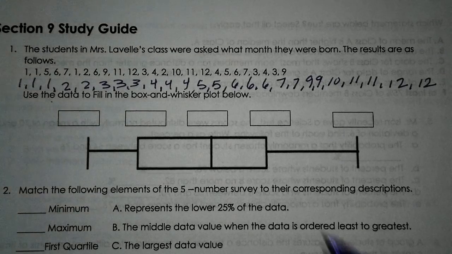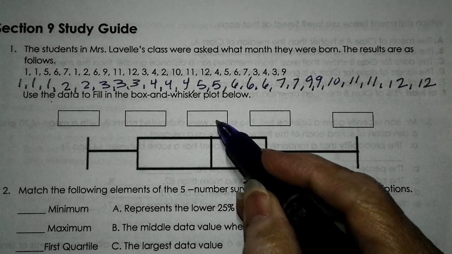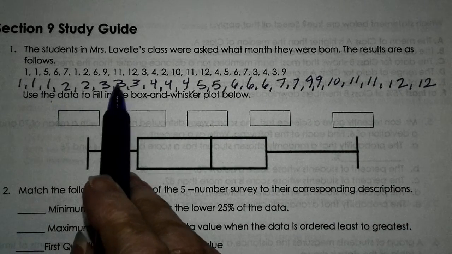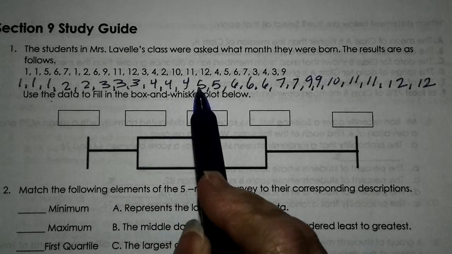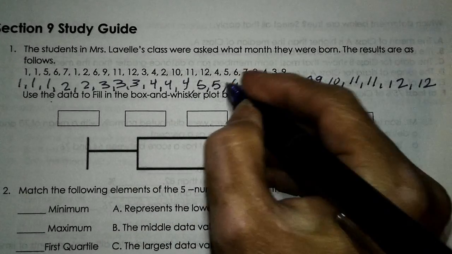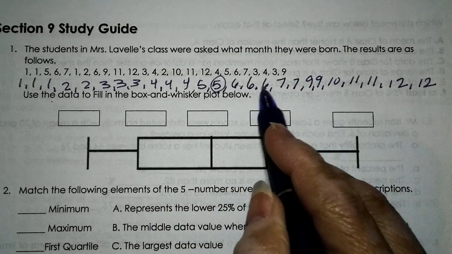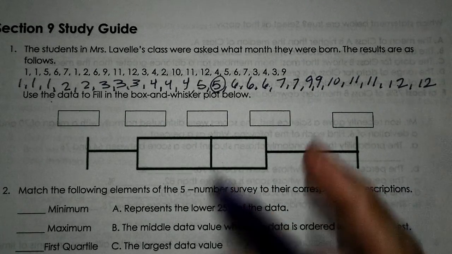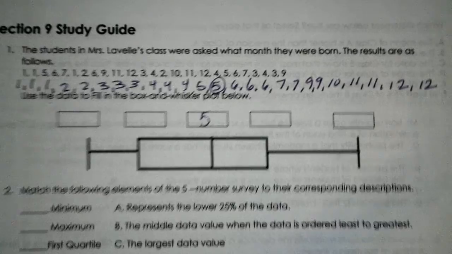All right, so we know that this one is going to be the median. So we are going to count 1, 2, 3, 4, 5, 6, 7, 8, 9, 10, 11, 12, and then 1, 2, 3, 4, 5, 6, 7, 8, 9, 10, 11, 12. So 12 on each side. So the median is 5.